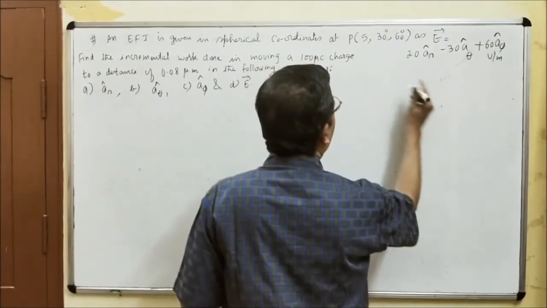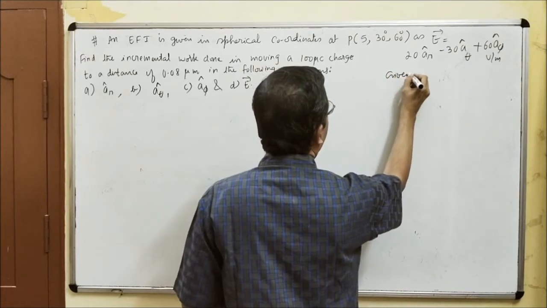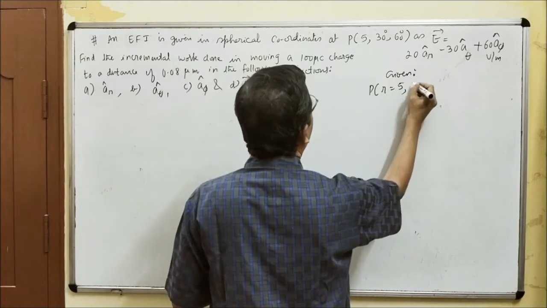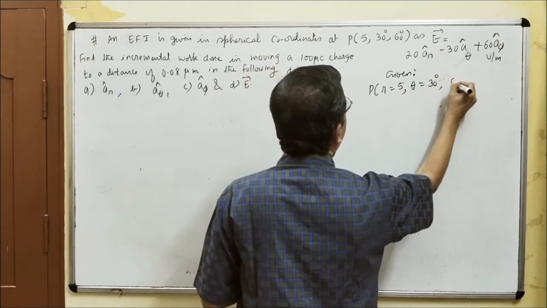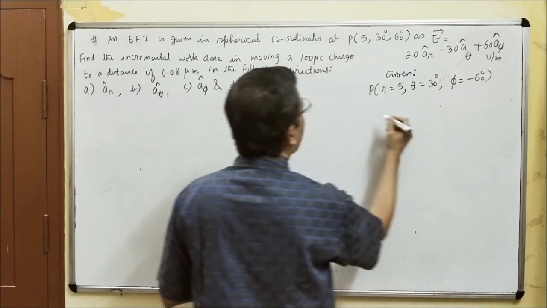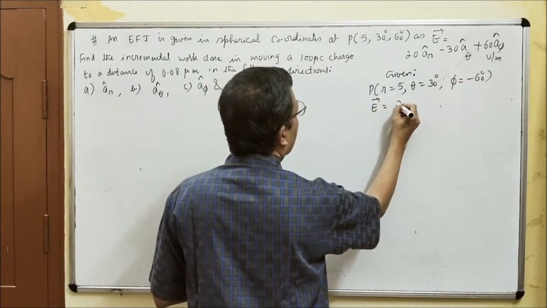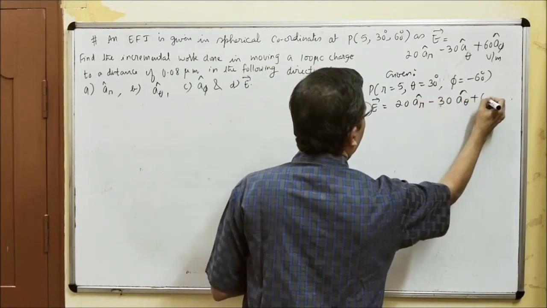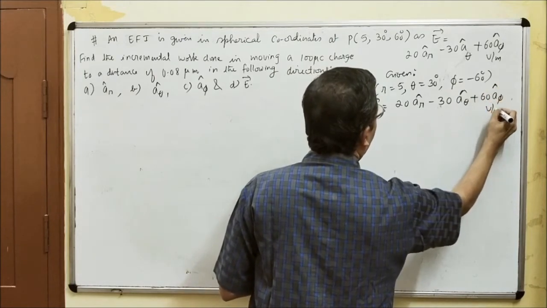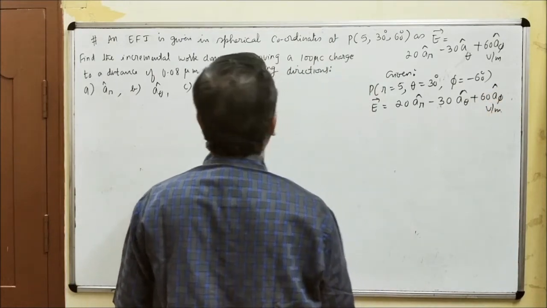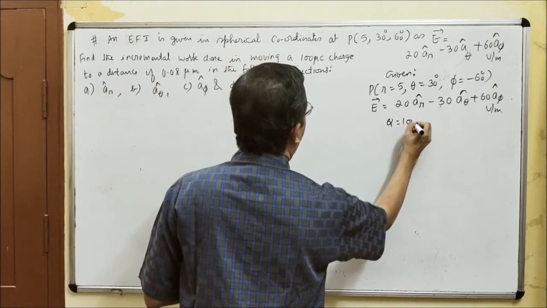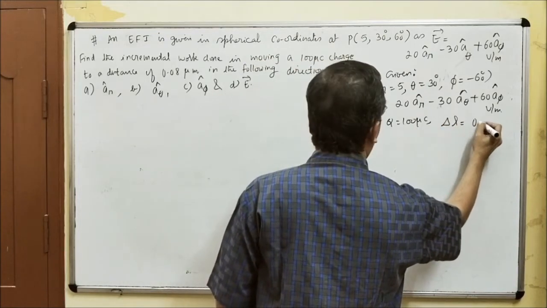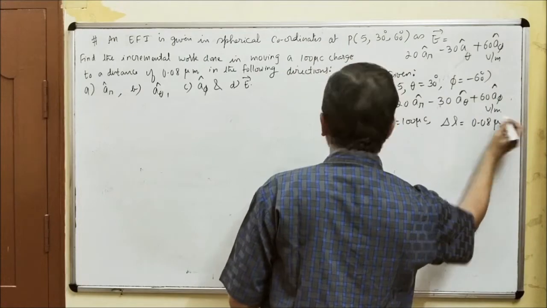I am going to write down the given data now. Point P is R equal to 5, theta equal to 30 degrees, phi equal to minus 60 degrees. Vector E is equal to 20 AR cap minus 30 A theta cap plus 60 A phi cap volts per meter. What is the charge? Q is equal to 100 microcoulombs. What is the elemental distance? Delta L is equal to 0.08 micrometers.